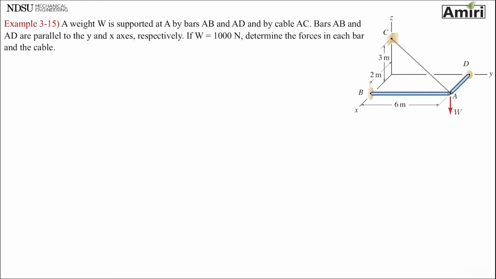Okay, so after doing a couple of challenging problems, now that you know the process, let's do a little bit of an easier one here. Weight W is supported at A by bars AB, AD and by cable AC. Bars AB and AD are parallel to the Y and X axis, which we see. If W is 1,000 newtons, determine the forces in each bar. This is weight, which is a force, which is different than a mass, so we can use it on our free body diagram.